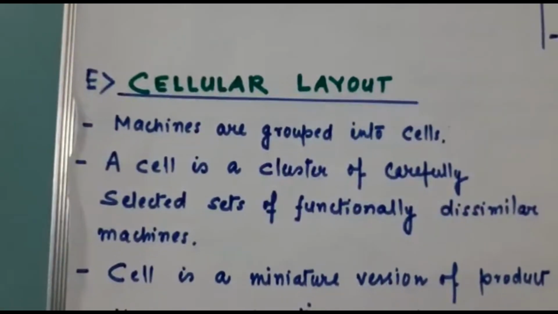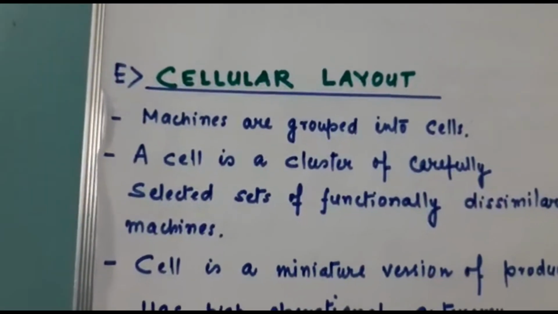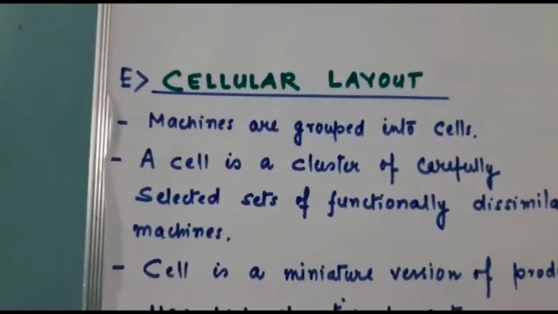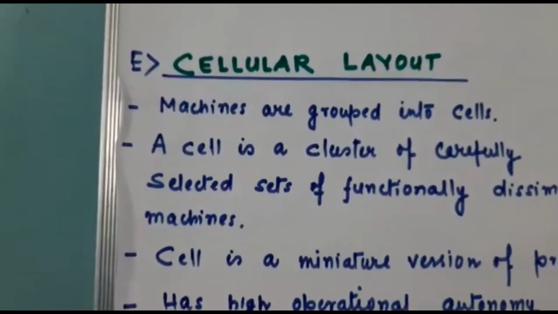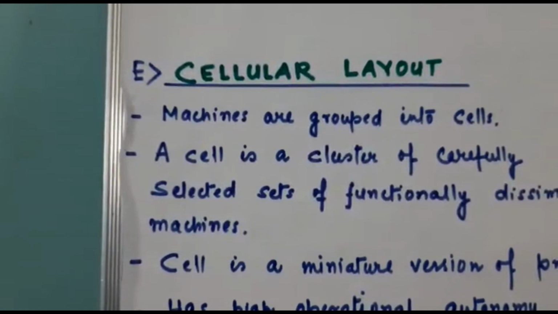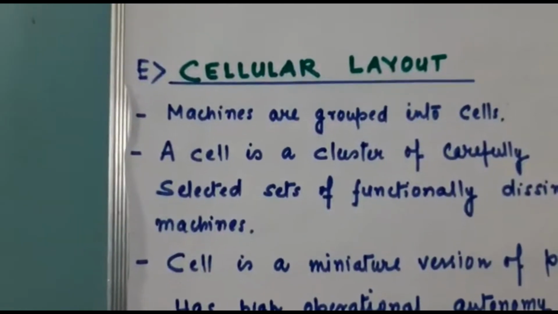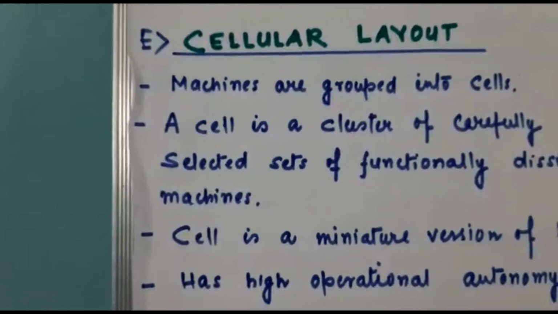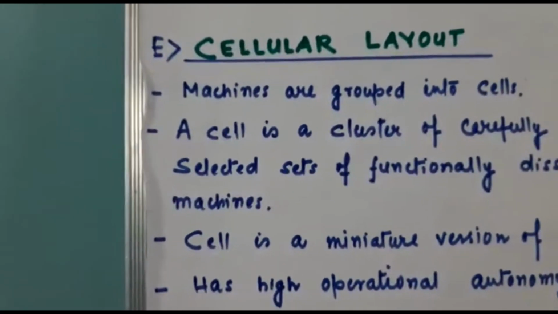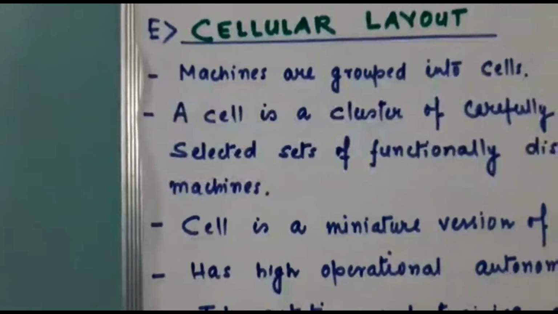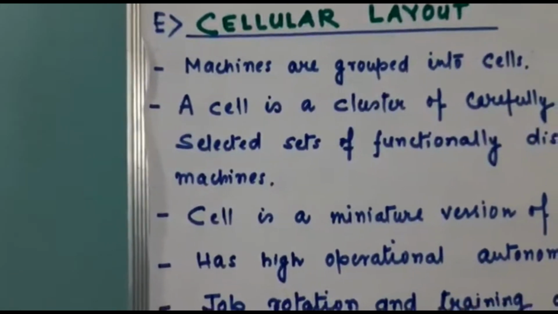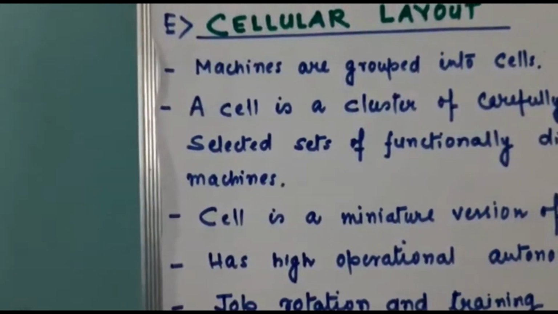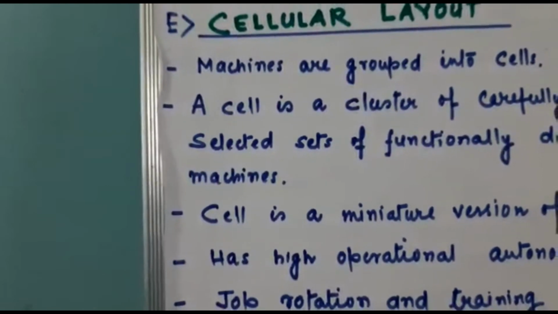Next is the cellular layout. Here the machines are grouped into cells, and the cells function somewhat like a product layout within a large shop. Cellular manufacturing, which is actually an application of group technology, has been described as a stepping stone to achieve world-class manufacturing status. What is a cell?